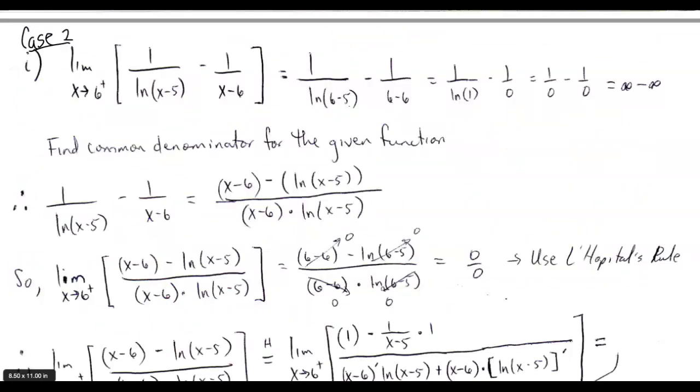So this next example that we have, if you notice, we have the difference of 1 divided by natural log of x minus 5 and 1 divided by x minus 6. If we study the behavior of that as x approaches 6 from the right, we see that if we just try to plug in 6, we end up getting an infinity over infinity case here. Okay, and so this is an example of one of the many types of situations that you'll get from a case 2 situation.